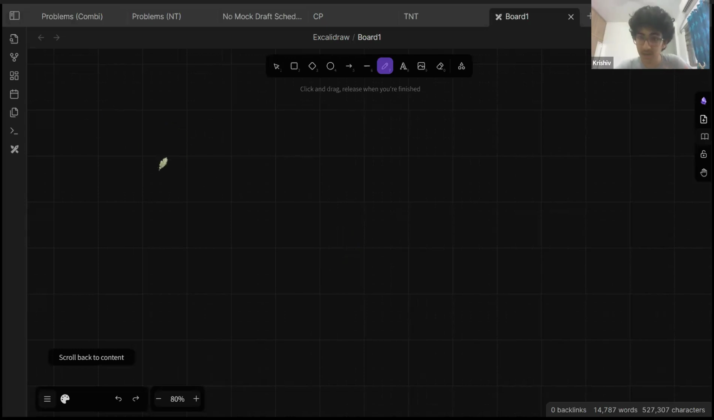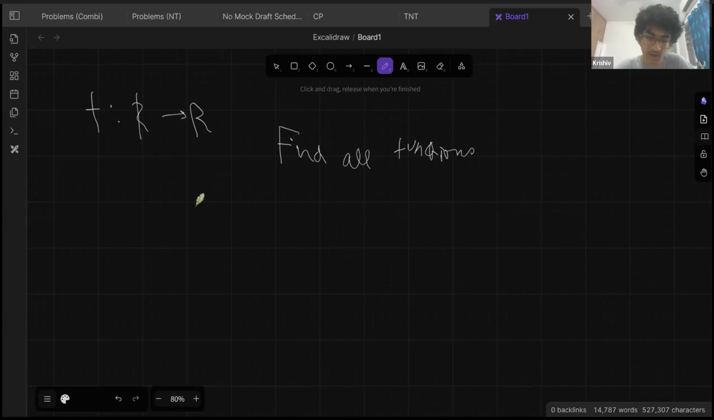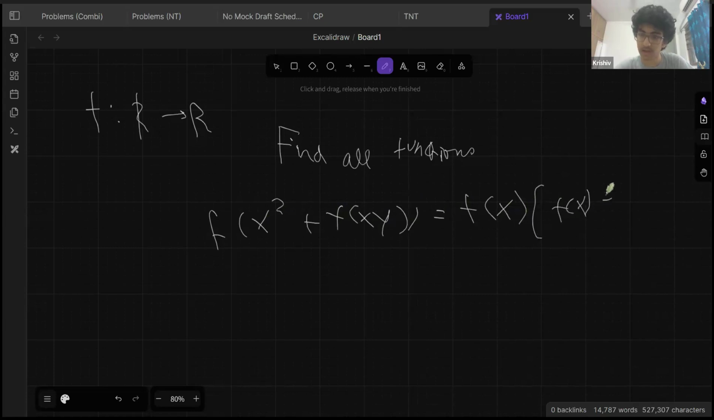Okay, so what is a functional equation? You're going to be given some domain and some codomain, and you're going to be asked to find all functions that satisfy some relation, like f of x squared plus f of x y is equal to f of x times f of x plus y, or something like this.